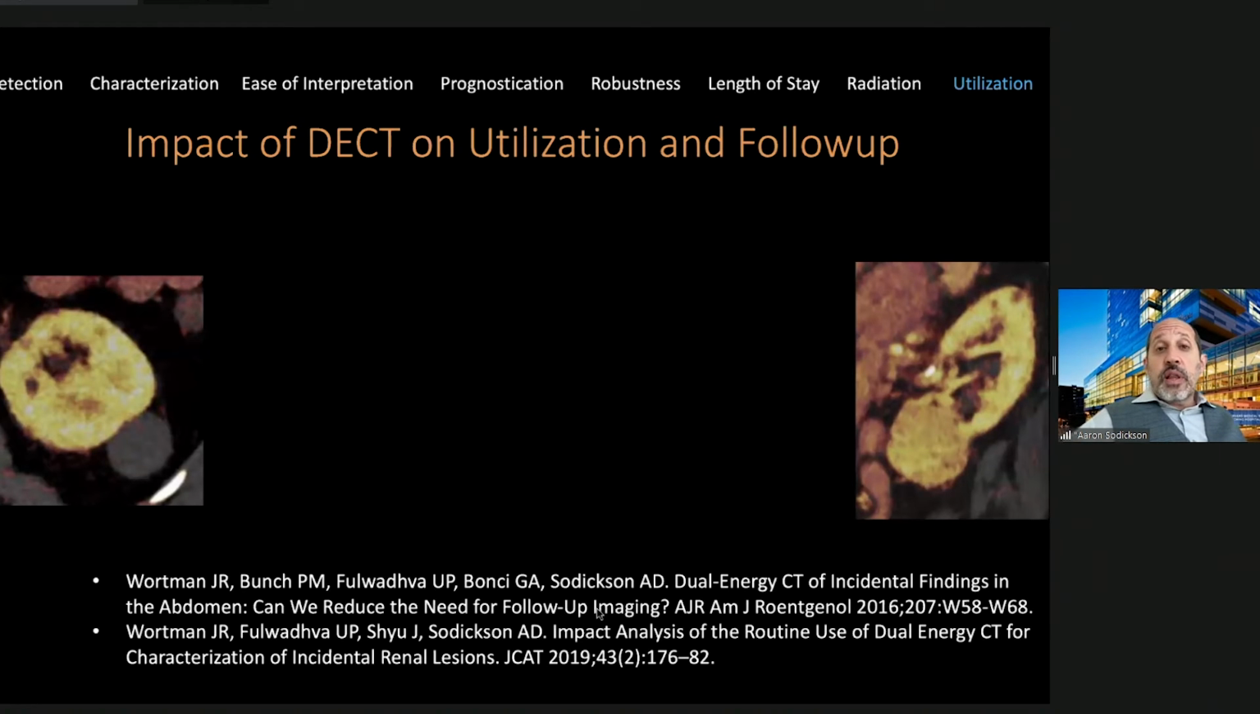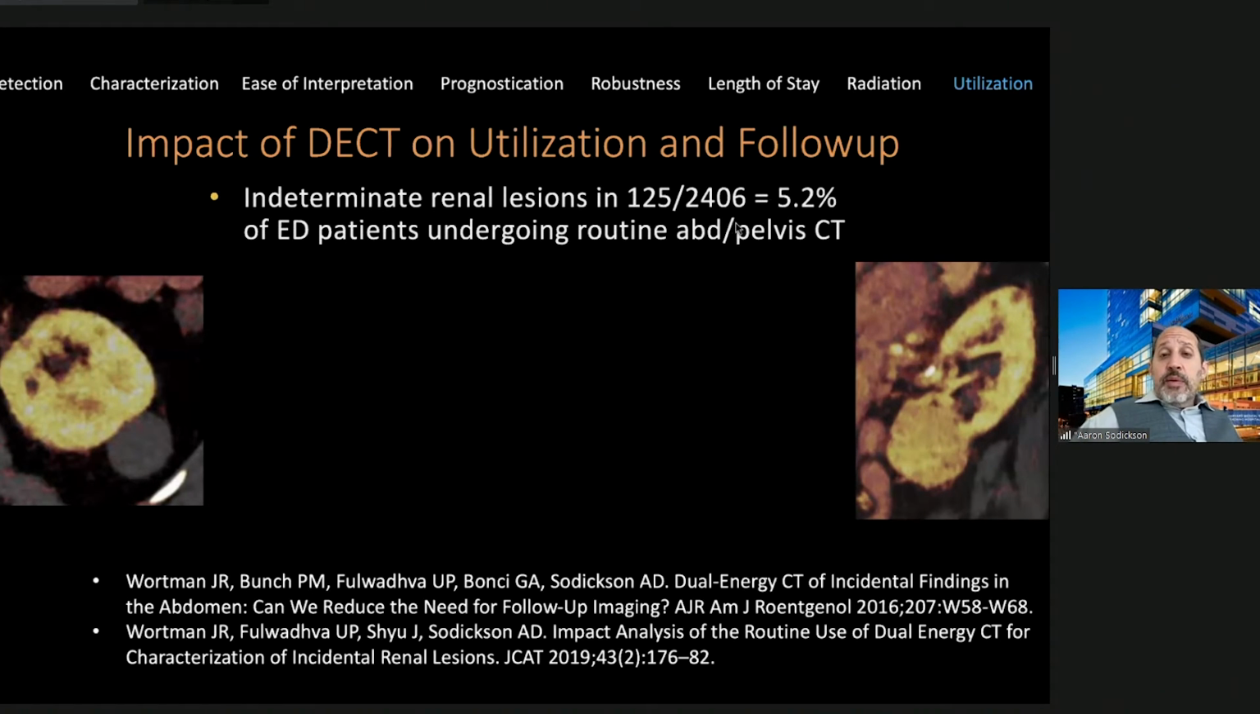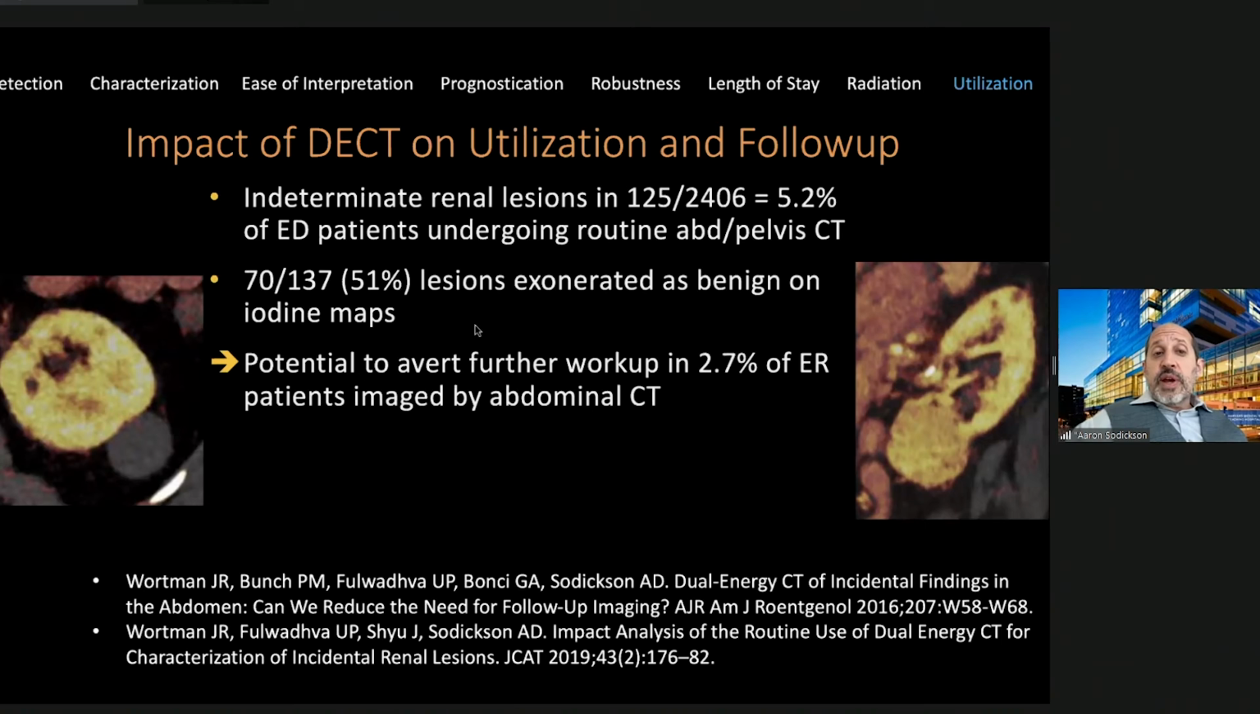The other area that we use a lot with dual energy is characterization of incidental lesions, particularly incidental renal lesions. We found that about 5% of all the patients who get scanned with abdominal CT in the ED have indeterminate renal lesions that are higher density than simple fluid. We found that we could exonerate about half of those as benign based on their absence of iodine content on dual energy, which means if you multiply this number by this number, you get about 2.7% of all of our patients that get abdominal CT, where we can avert downstream workup with additional CT or MRI.